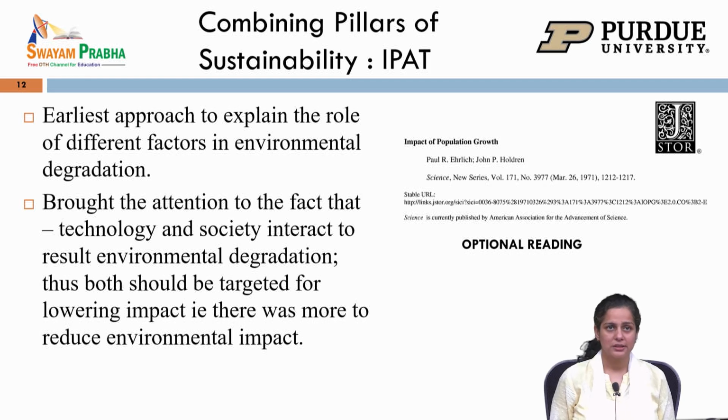So it was the earliest approach to explain the role of different factors in environmental degradation. It brought attention to the fact that technology and society interact to result in environmental degradation, and hence if we want to really reduce the impact on the environment, we have to target all of this. Of course, it is kind of combining the pillars of sustainability into one equation, and you can see if you change different levers in the whole system, how much the impact is affected.